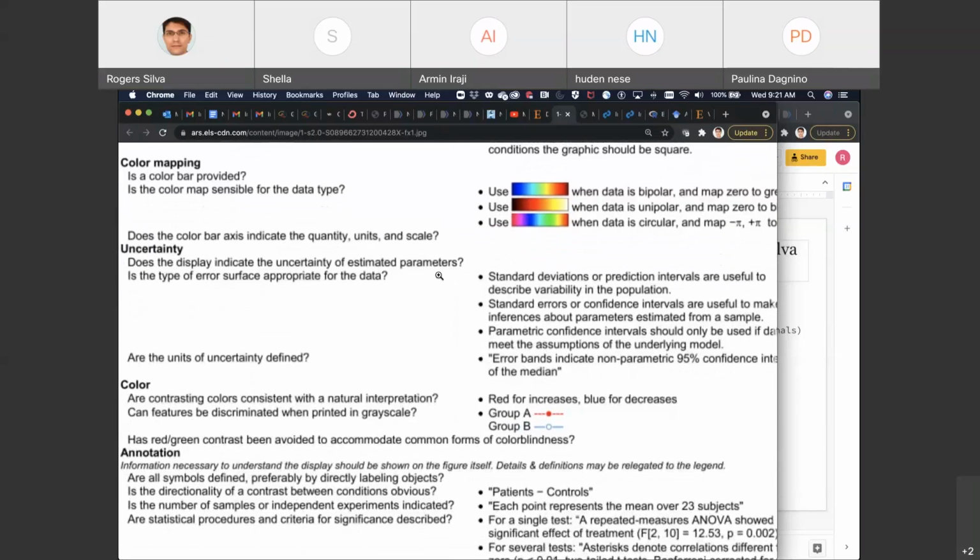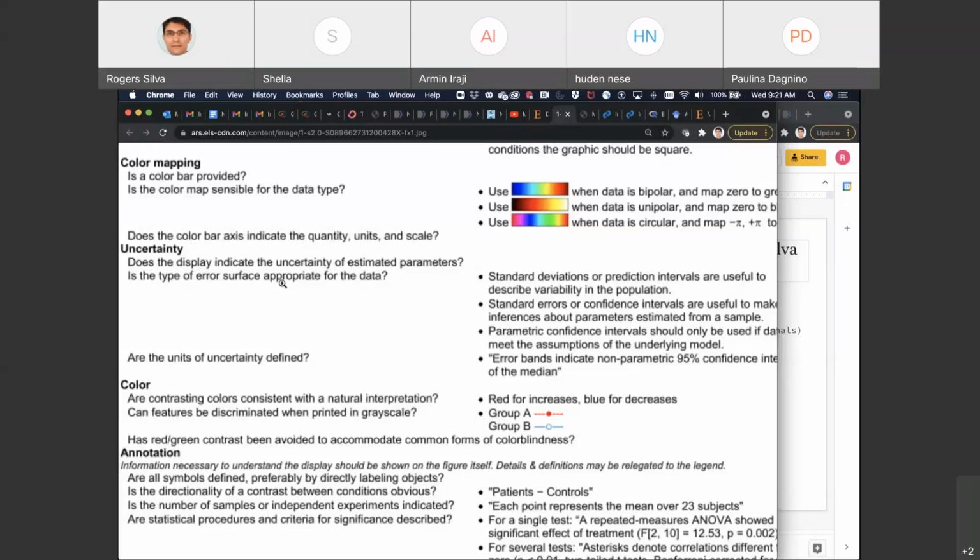And here, the points that are most important, really, I think, for this paper is the display of uncertainty. And I want to take time to read these questions here. So a recommendation is to check, does the display indicate the uncertainty of estimated parameters? This is like a yes or no question. You should make sure that the answer is yes. If you're the author, and if you're the reviewer, you would want to recommend ways in which that could be achieved by the authors.